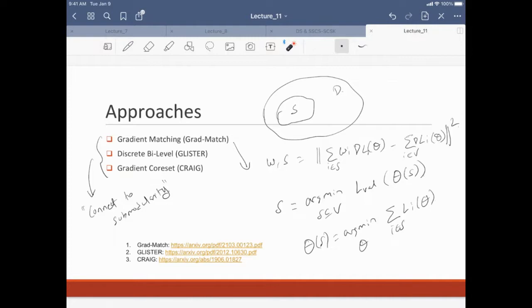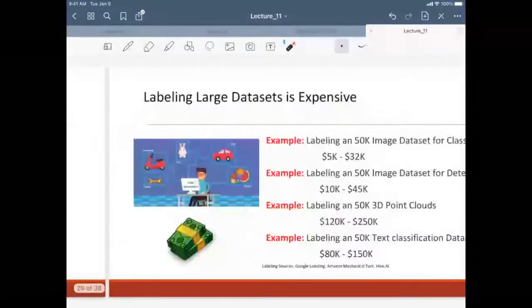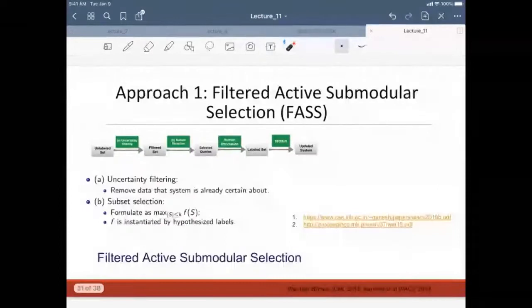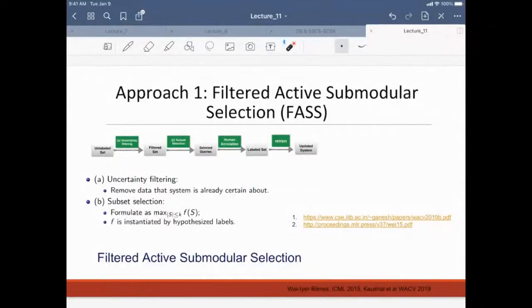So the basic point here in these discrete problems is that we start with formulations that make sense, but it turns out that we can connect them back to submodularity. We also do the same in active learning. In the case of active learning, we first do an uncertainty filtering in this algorithm, and then once we filter out the uncertain examples, we formulate this as a submodular maximization problem.